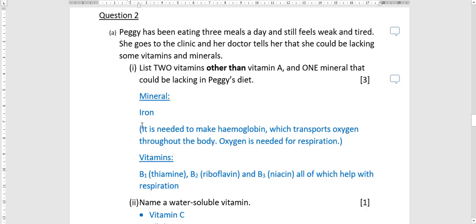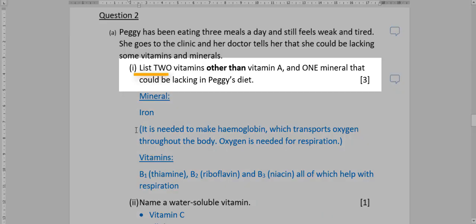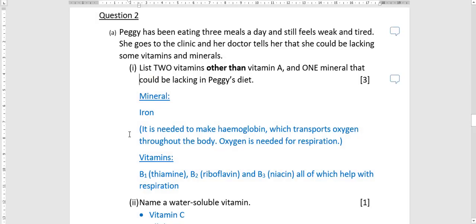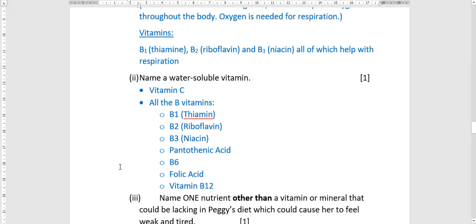Include that in your answer because the question says to list. So you're not giving any long details, just mineral, iron, vitamins, any 2 of these. Right, so let's move on.